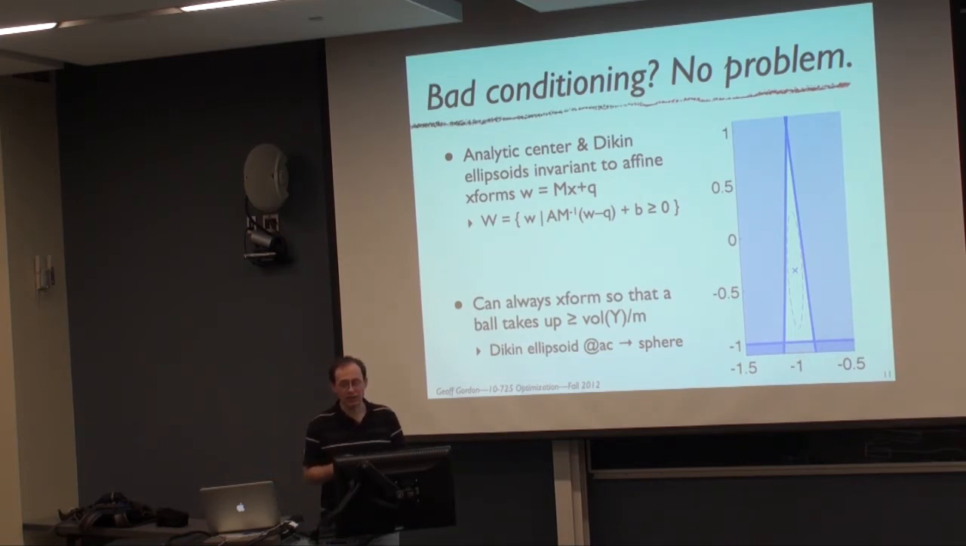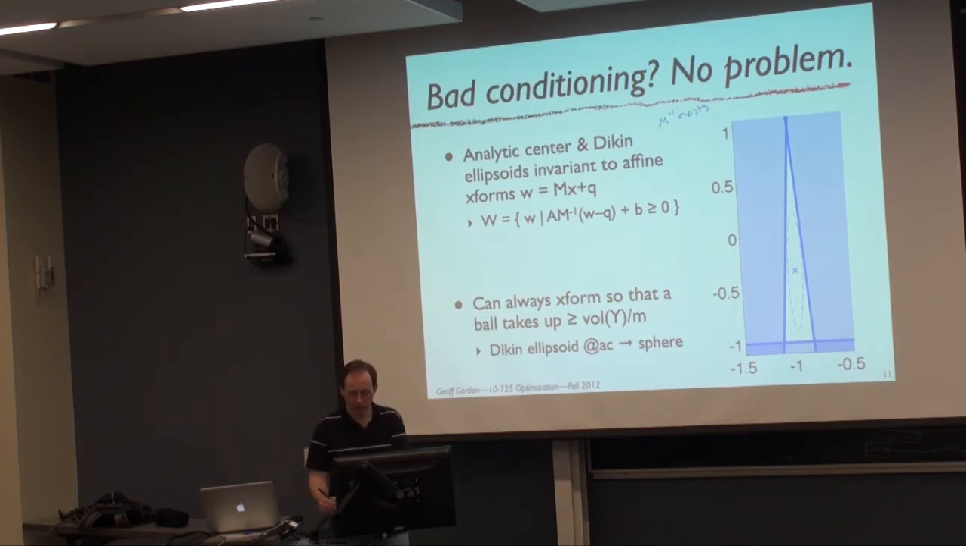And you can imagine making an affine transform of the feasible region to take the analytic center to the origin, let's say, and make the Dikin ellipsoid be a sphere. Right? And the nice thing is that this actually works. The analytic center and the Dikin ellipsoid are invariant to affine transformations, taking x to w, where w is Mx plus q for some invertible M, so M inverse exists, and some shift q. Okay?